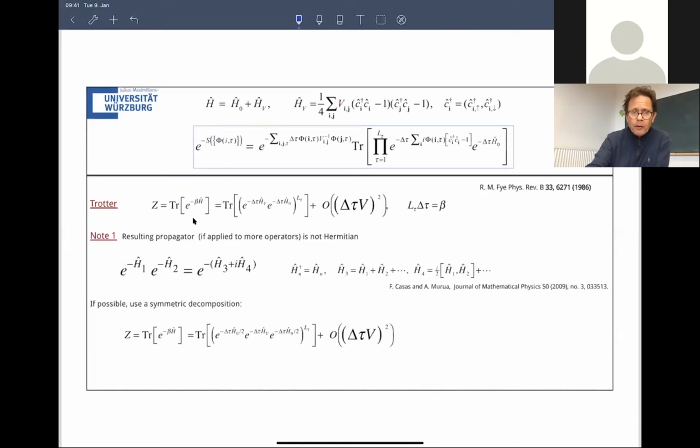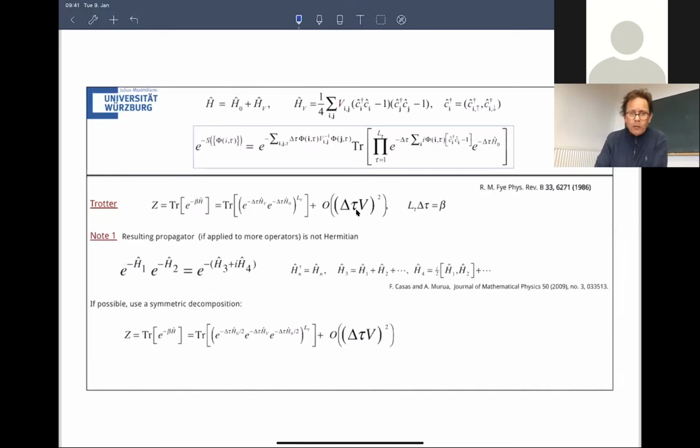The simplest form is that if I have the partition function Z, then I will approximate it as a set of infinitesimal time evolutions: I first propagate in imaginary time with the hopping, then propagate in imaginary time with the interaction, and iterate this L tau times. So this is the number of Trotter slices. And we want, of course, that L tau times delta tau is equal to beta. So this comes with a systematic error, which is of the order delta tau squared, right?